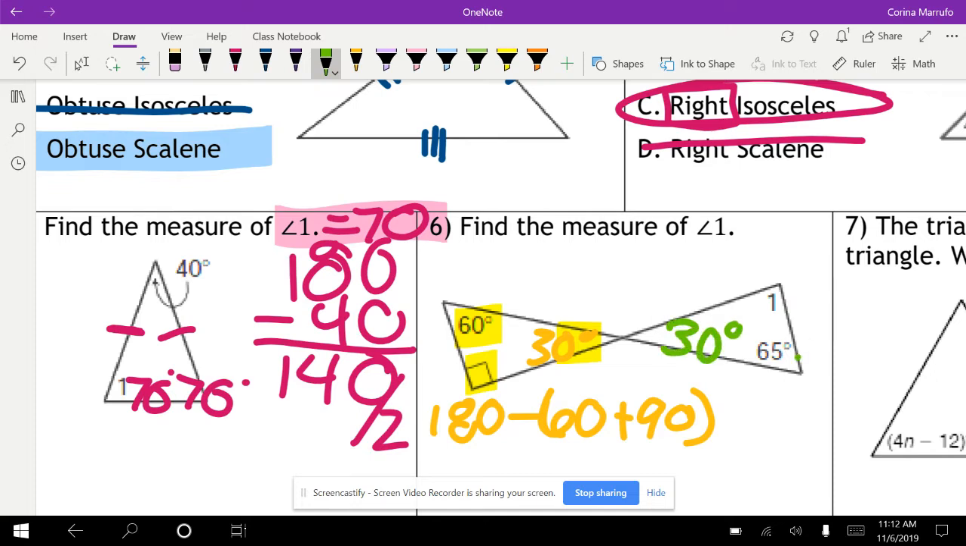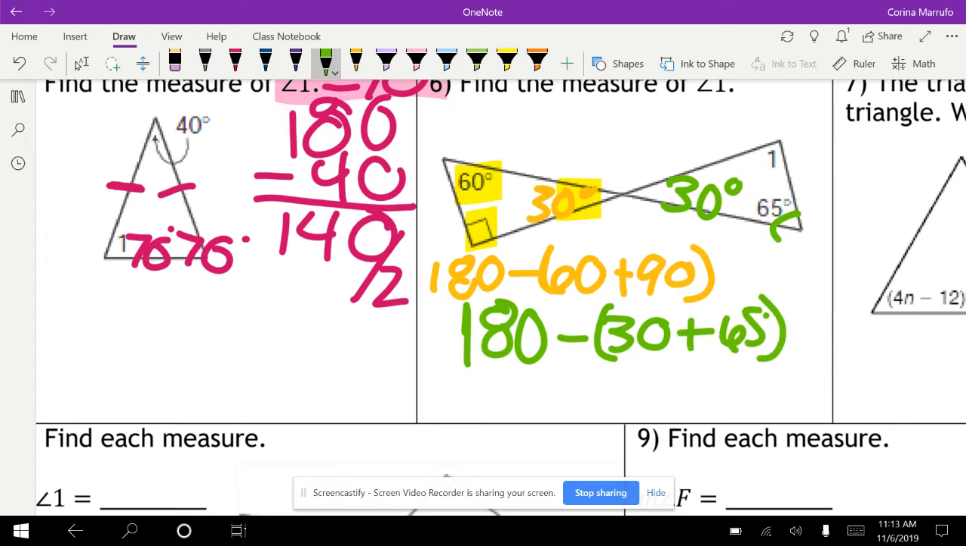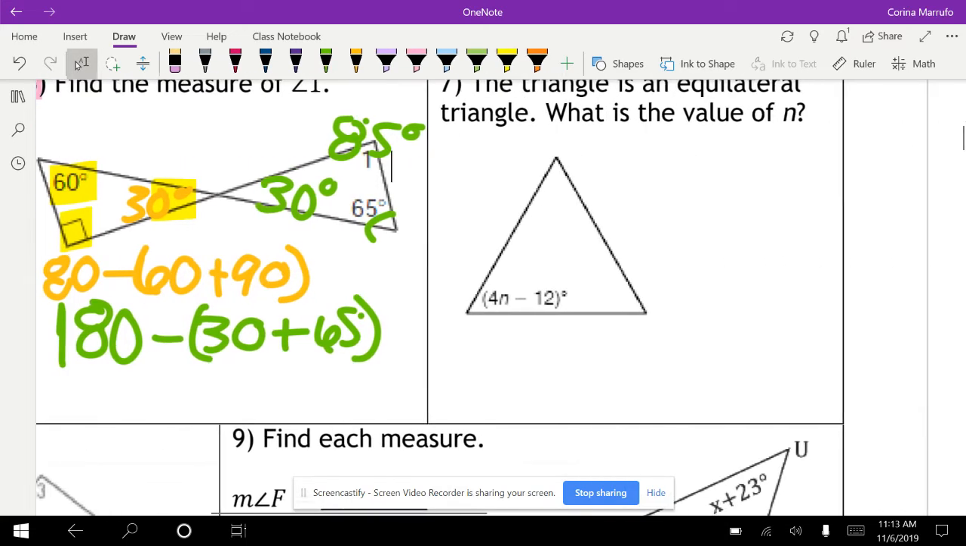So now they tell us this angle here is 65, and I know these three angles should add up to 180. So I'm going to do 180 minus the 30 plus the 65, which gives me 95. So that means this angle, which is angle 1, has to be 85 degrees, if I'm not mistaken. 85 plus 65.